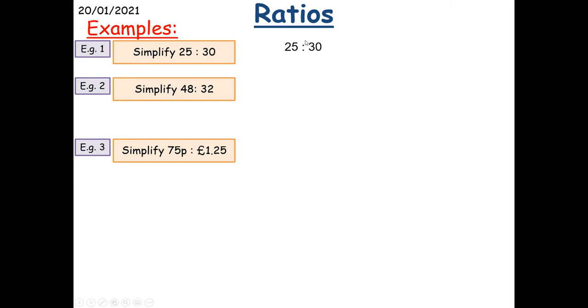So remember, 5 times table always ends in a 5 or a 0. So we can simplify this by dividing both sides by 5. 25 divided by 5 is 5, and 30 divided by 5 is 6. So 25 to 30 simplified in its simplest form is 5 to 6.